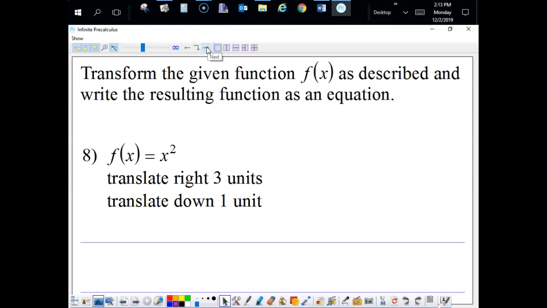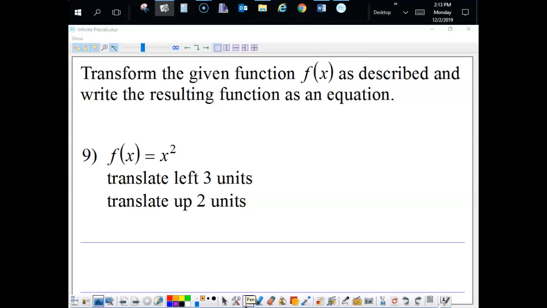Go ahead and find number 9. So this one says we're going to go left 3 units. So when you want to go left 3 units, what do you do? Plus 3, but where at? Inside or outside? Inside. Inside the parentheses. So check this out. It's going to be f of x equals x squared, so it's x plus 3. Plus 3 on the inside. So in this case, that plus 3 goes inside a set of parentheses with your x there.